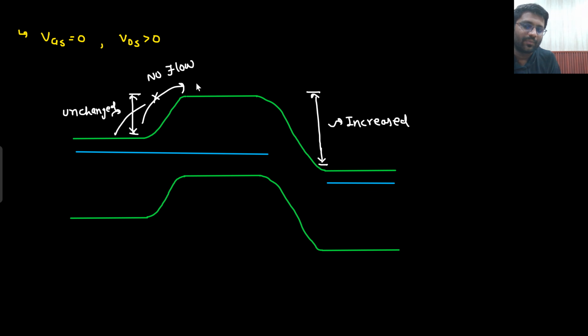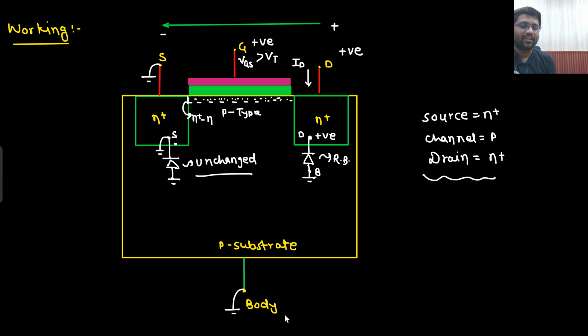Already this barrier has been increased, this barrier has reduced, so what will happen? Electrons will diffuse from here to here, and then they will feel a very high force. Since they are diffused here, a very high force they will feel, and in this direction they will travel, and we will get a good amount of current. Using the gate voltage, we have controlled our current, and this was our target. We did nothing with the source and body.